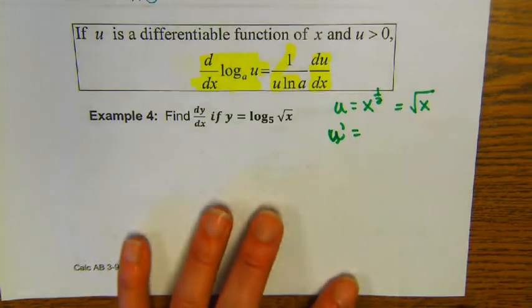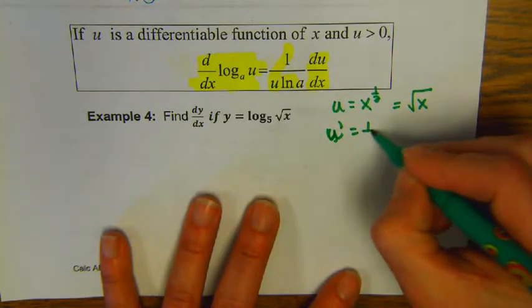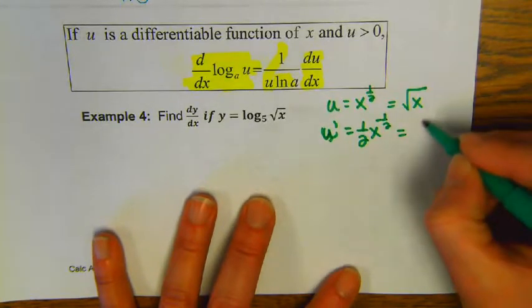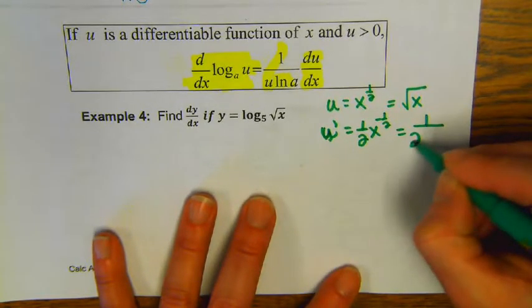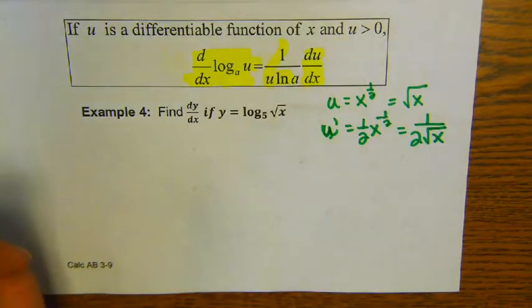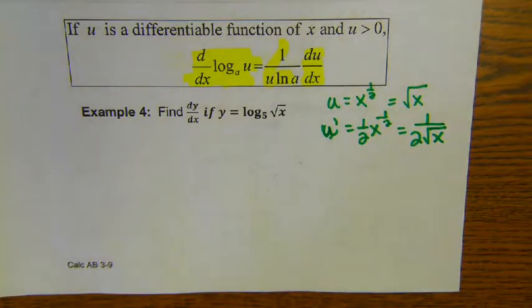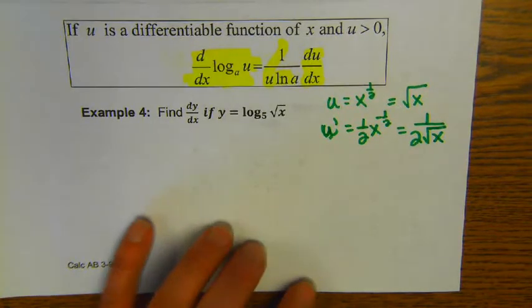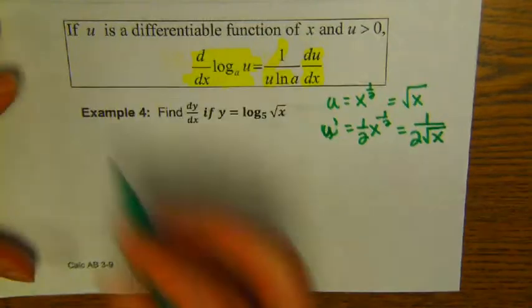1/2 times x to the negative 1/2. And so we would rewrite this, and let's rewrite it right now as 1/2 times the square root of x. Okay? All right, so then we go through and we find dy dx.